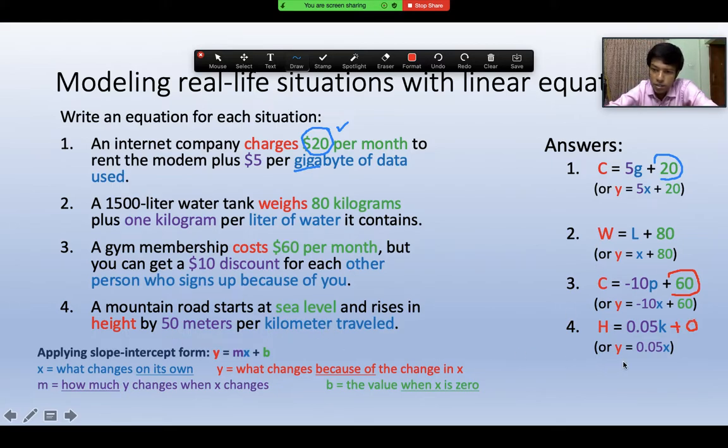Now it asks why it is 0.05. The reason is it is 50 meters per kilometer traveled. So if someone is traveling for 1 kilometer, then it will increase by 50. Then if someone goes 2 kilometers, it will increase 50 more. That's why we have to divide this 50 by 1000. Kilo means 1000. That's why we have to divide this value by 1000.